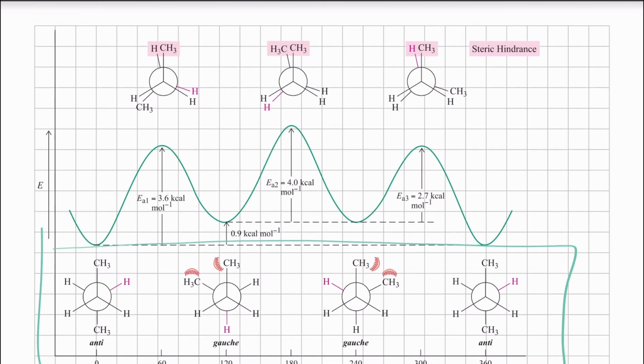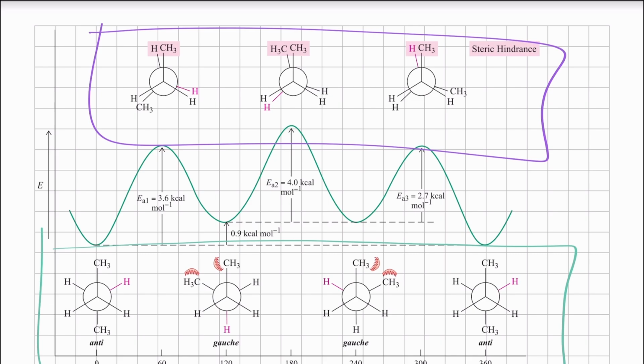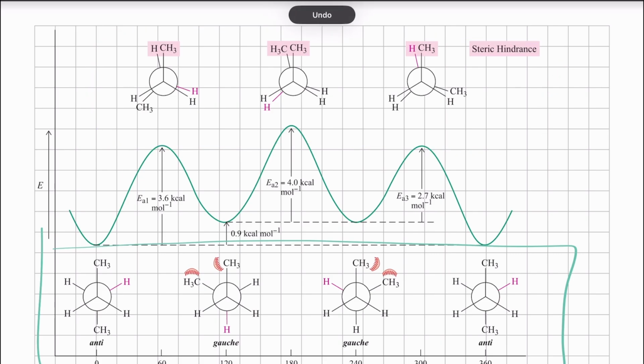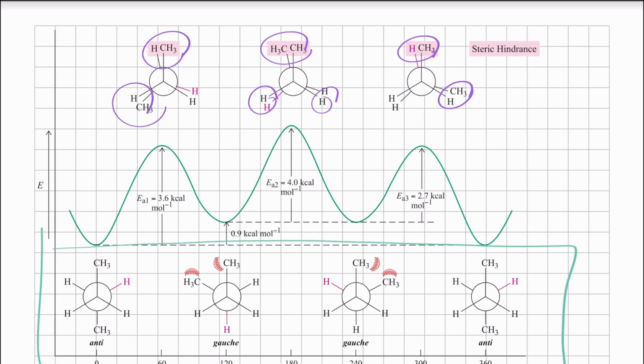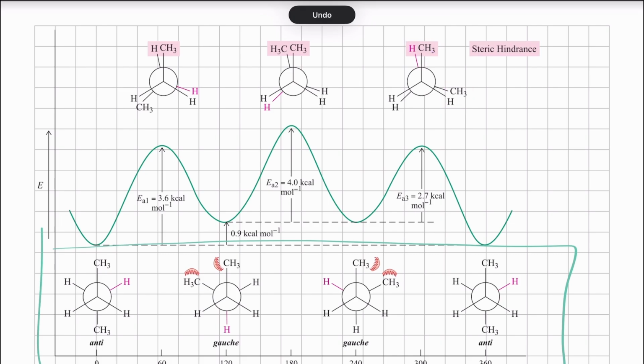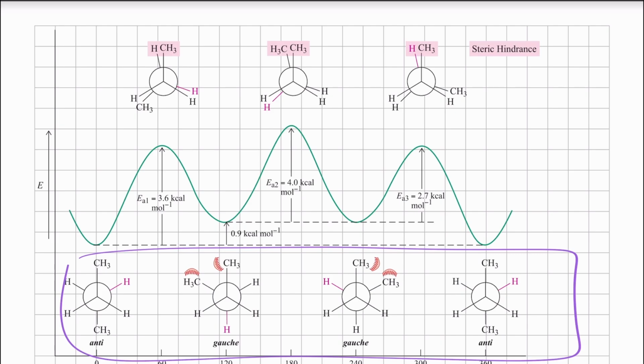But let's take a look at the conformations that are located on the top of this diagram. All of them have some groups that are face to face. For example, in this one, hydrogen and methyl groups are face to face. In this one, two methyl groups are face to face, and hydrogens as well. And this one is exactly similar to this one. So they exist on the top of the diagram, but this group exists in the lower part of the diagram.